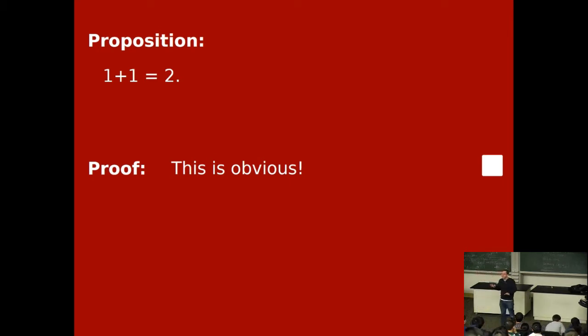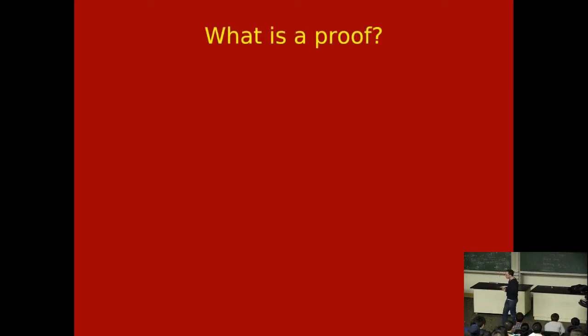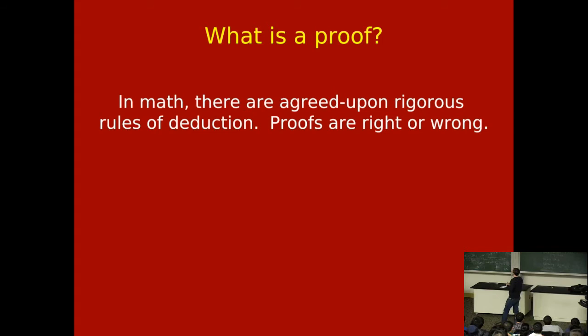OK, so maybe this actually isn't obvious if you're 3 years old, and maybe it requires a proof to a 3-year-old. But at this stage of the game in our lives, this is fine. But it raises the question of what is a proof? Why is it OK to say this is obvious in one case and not in another case? And why is it not sufficient to just check a lot of cases and say that it seems to be true? Well, on one hand, in math, there are agreed upon rigorous rules of deduction, and proofs are either right or wrong.